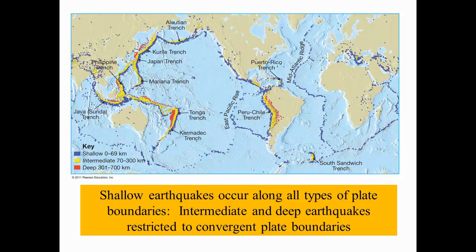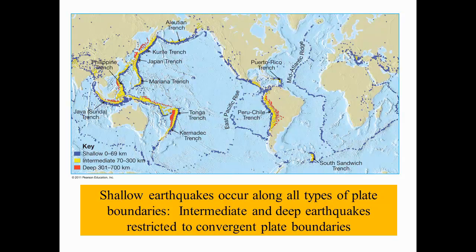Here's another map distinguishing whether earthquakes are shallow, intermediate, or deep. According to this scale, the blue dots represent shallow earthquakes where the hypocenters are at depths of less than 69 kilometers below the surface. Intermediate earthquakes are those where the hypocenters occur anywhere from 70 to 300 kilometers depth. And then the deep earthquakes range from 301 to about 700 kilometers depth. And the deep earthquakes are indicated by the reds.